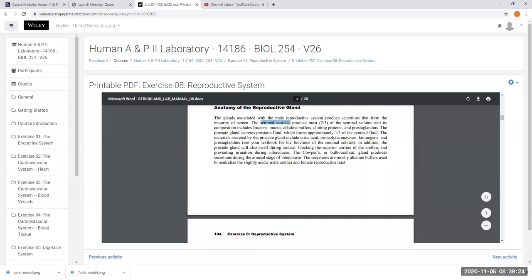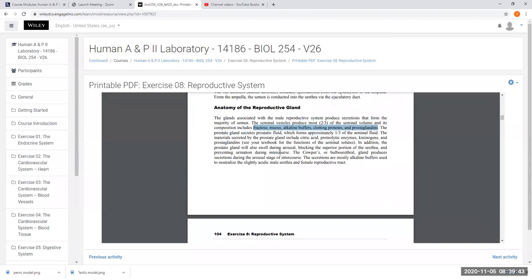I would like for you to know what is secreted from the seminal vesicles. We're not learning all of their functions, but I would like for you to know that it secretes fructose, mucus, buffers, clotting proteins, and prostaglandins. I'll just mention a couple of these for you. Fructose is a sugar. It becomes a fuel source for the sperm cell to make ATP, because the cell is going to need ATP to be able to swim.